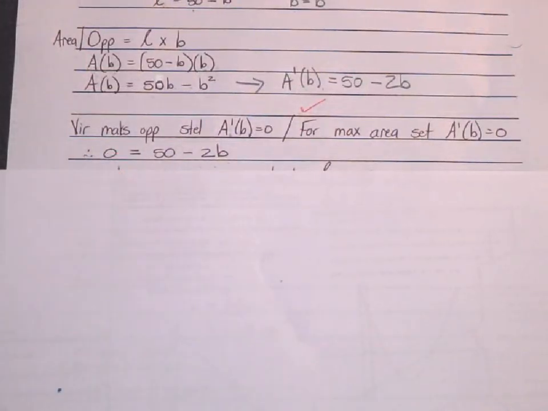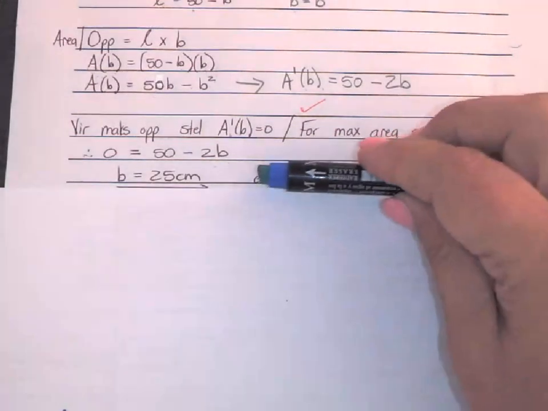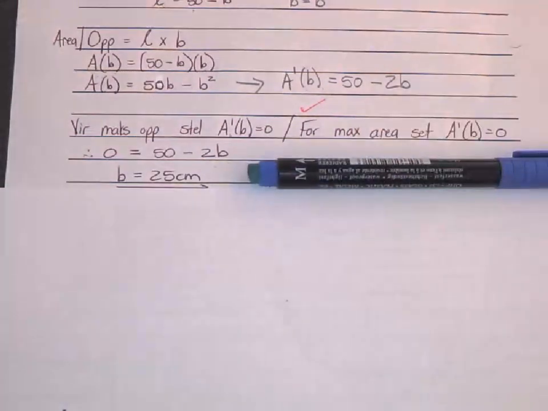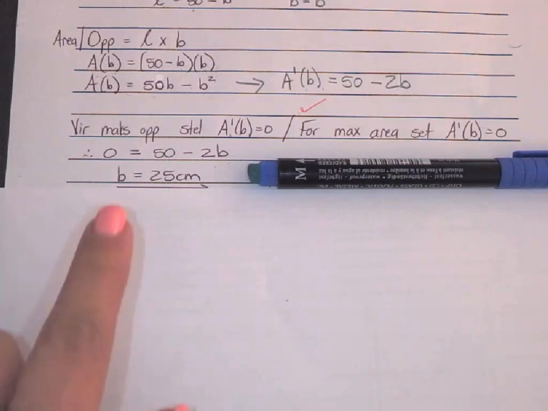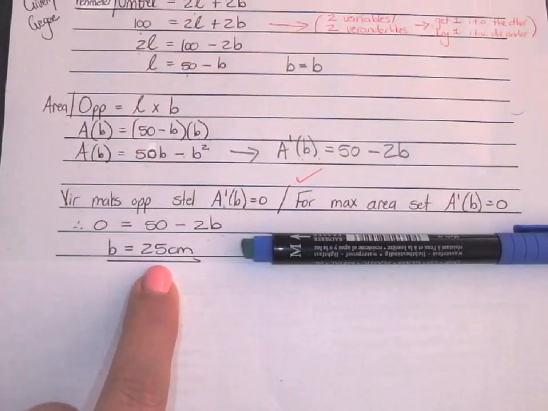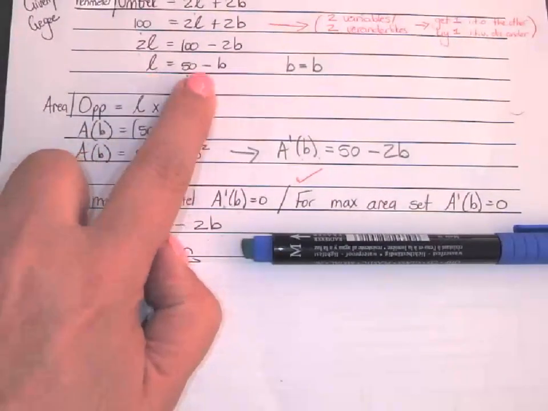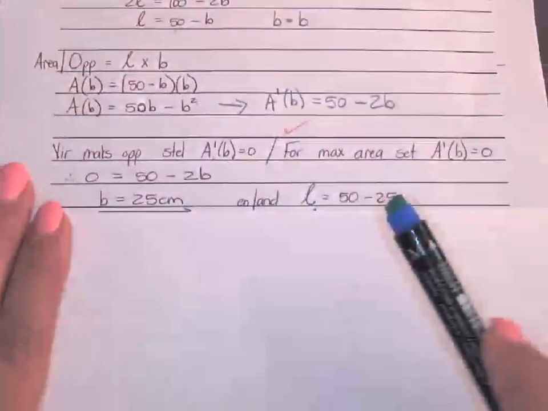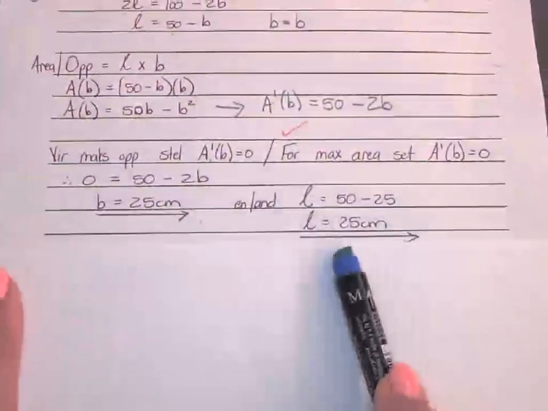Now you calculate b. b will therefore be 25 centimeters. And how do you know that it is a maximum turning point? We'll see later. I'll get back to your question. Okay. So if b is 25, can we calculate l, the length? Yes, I have a formula for length. It's 50 minus b. So the length will be 25 centimeters.